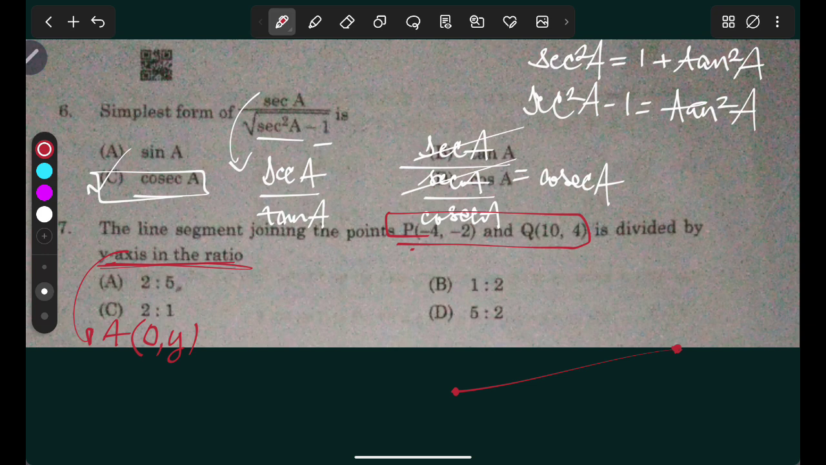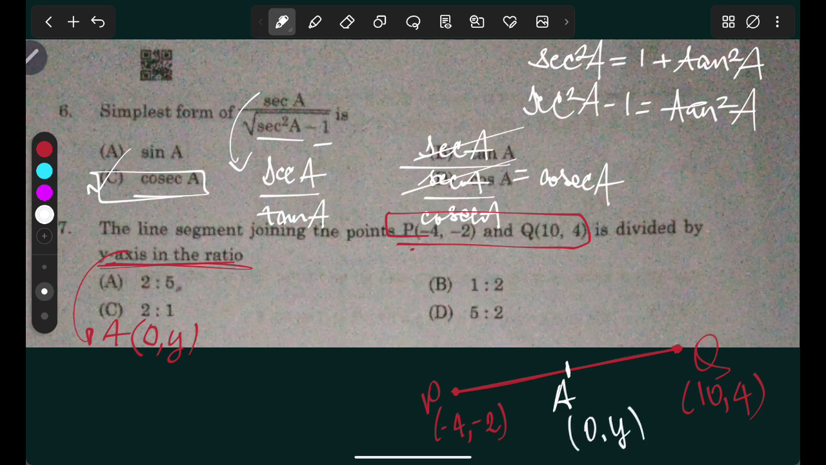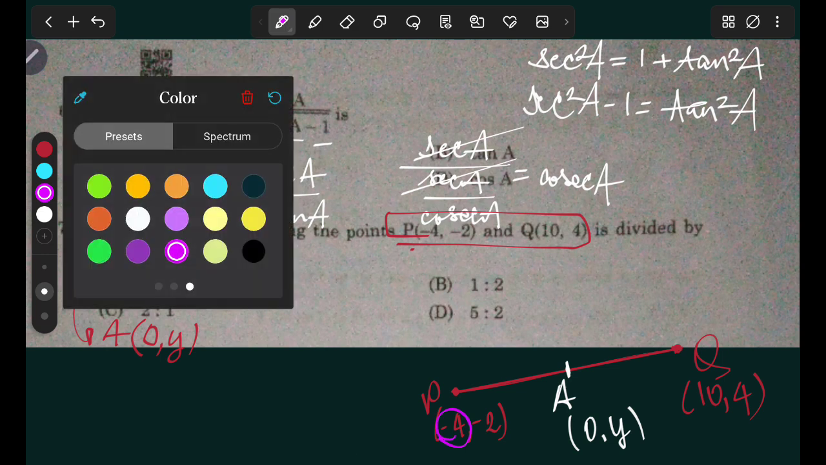This is the point P and Q. P is minus 4 comma minus 2 and Q is 10 comma 4, and A lies somewhere here, with 0 comma y. So I am going to tell you a ninja technique for solving these kinds of questions. You need not apply any formula, you just need to notice the difference. See the difference over these questions.